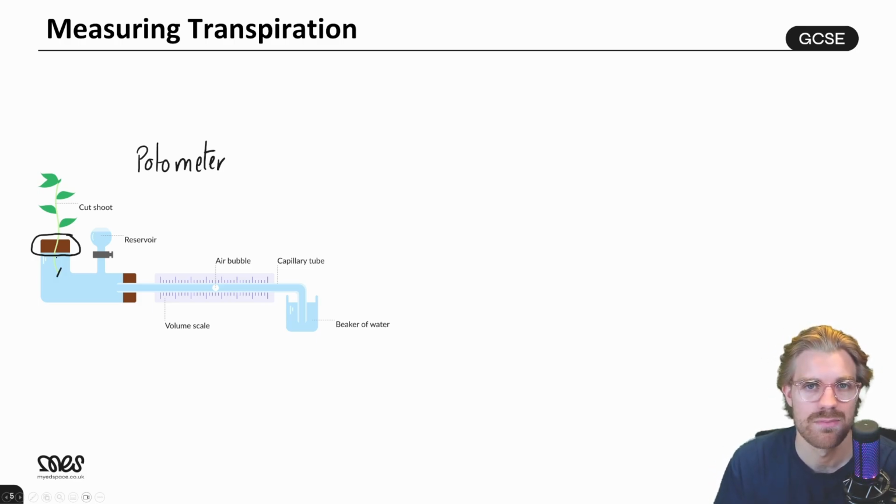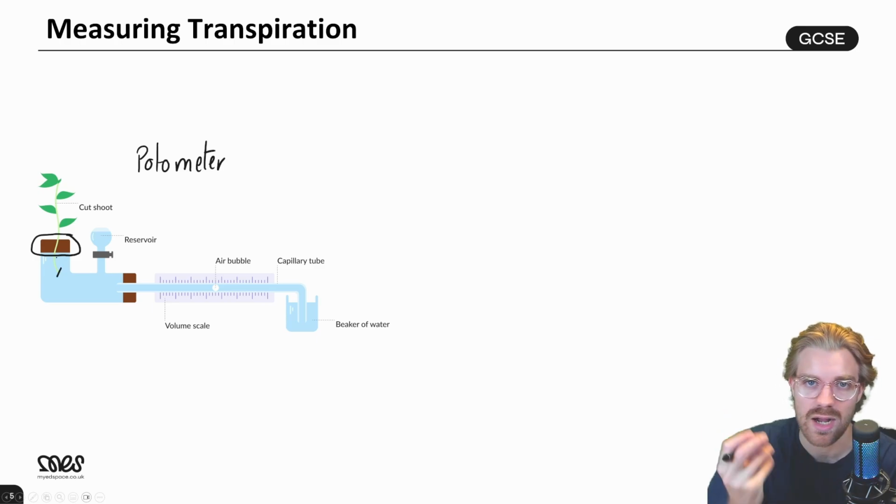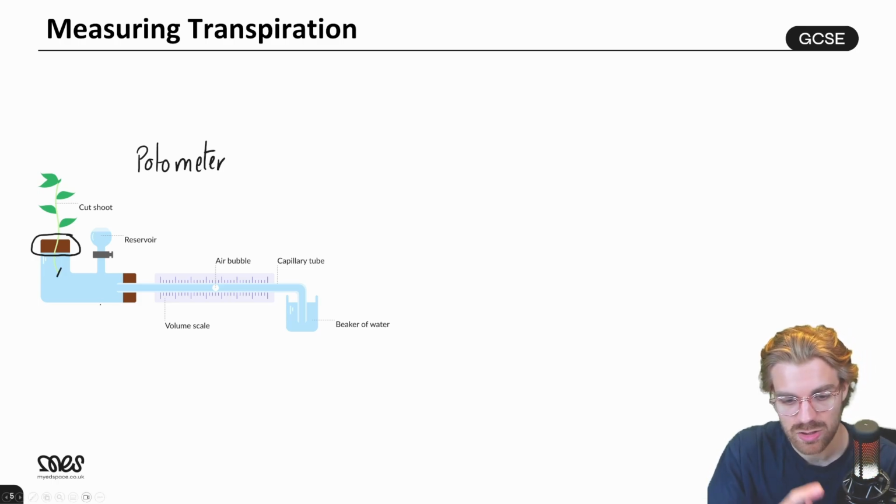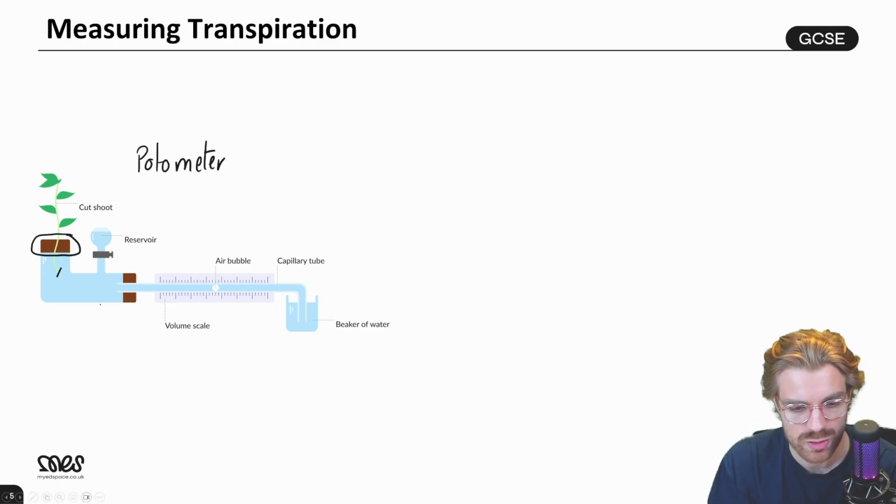And that's so that no air gets into the xylem. Remember what I said about the xylem being a continuous column of water? If any air gets into that, well, it's not going to be able to function. The water's not going to move through the xylem. Imagine if there was a pocket of air in a straw, you wouldn't be able to suck up all the liquid.